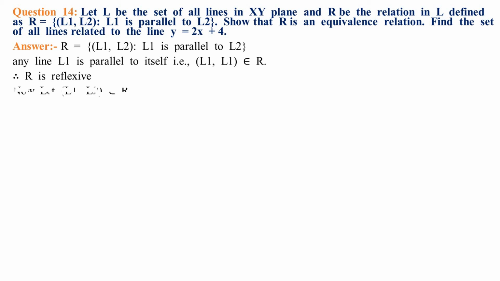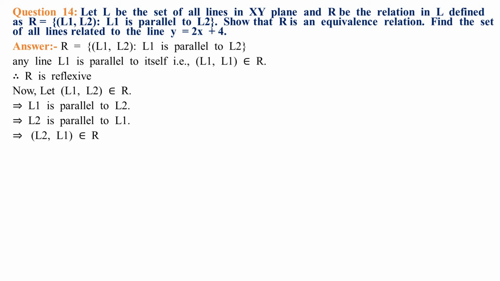Next, (L1, L2) belongs to R. That means L1 is parallel to L2. It implies L2 is also parallel to L1, so (L2, L1) belongs to R. Therefore R is a symmetric relation.